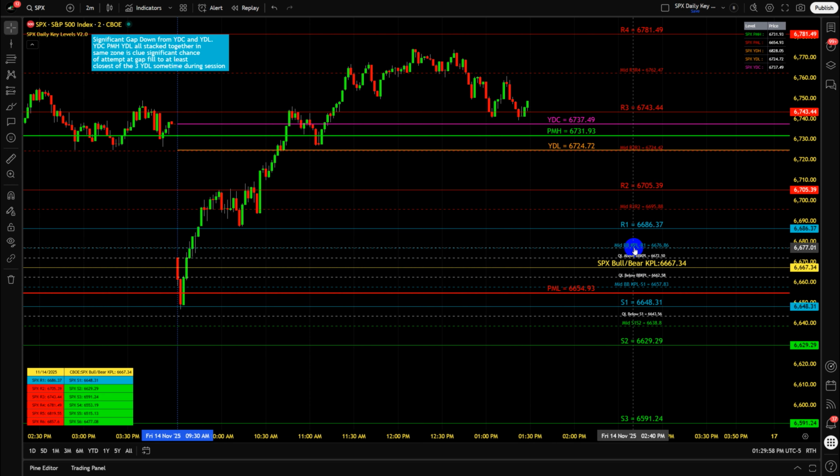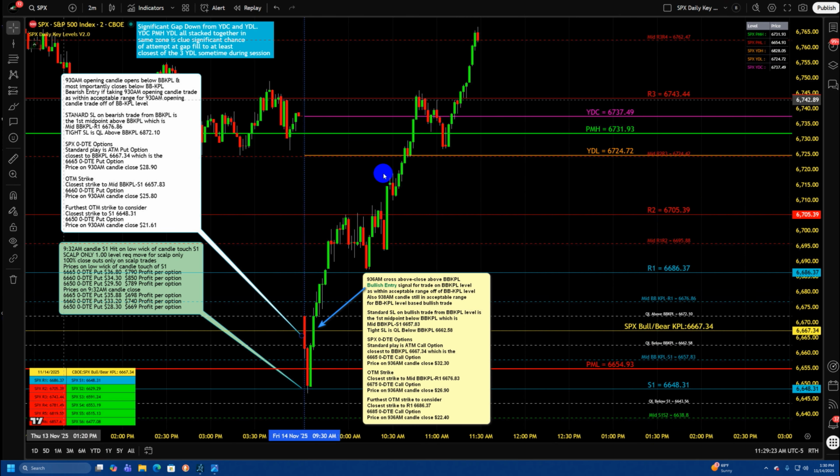Okay, so now we're going to move into the 2 different trades. So we'll go to our next screen. Okay, so here's our first trade of the day. It is a bearish trade. We have the 9:30 a.m. opening candle of the session marked off here. We're on a 2-minute chart.